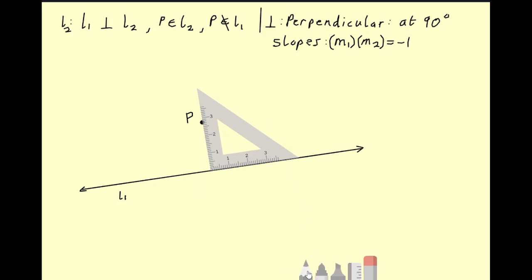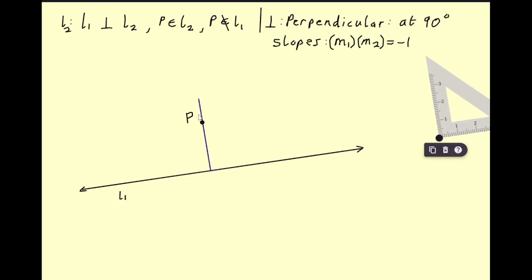This method is only to be used if we're specifically asked to use a set square in our construction. Otherwise, we would use the more formal method where we would be constructing the perpendicular bisectors from our two arcs off of P. And that is what we need for now.